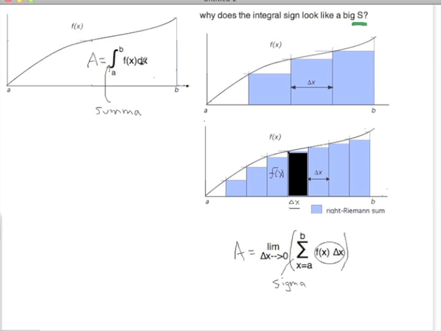You could even read this in a slightly different way. This is the area is equal to the sum of the rectangles, the area of the rectangles from A to B. You can see how similar these two expressions are. And this also goes back to why we use D for delta. That's it. I hope that was helpful.